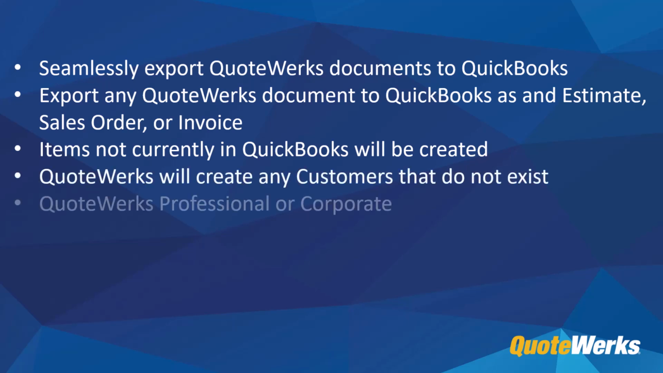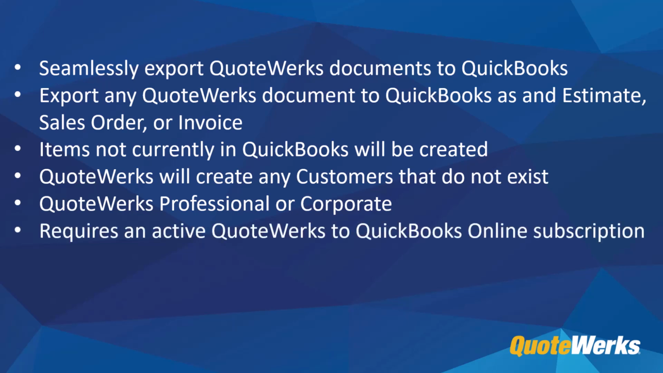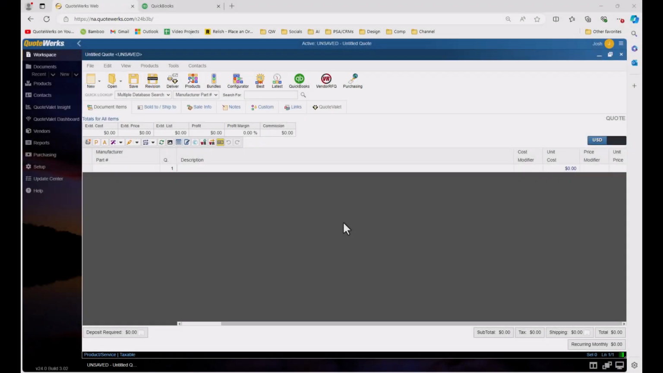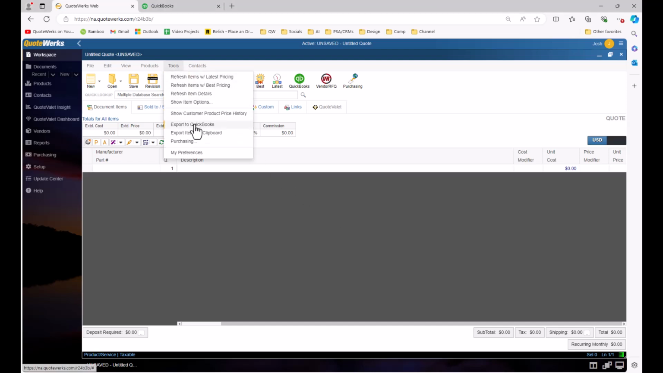The integration is only available on QuoteWerks Professional or Corporate editions. In order to use the integration, you'll need to have an active QuoteWerks subscription and an active QuoteWerks to QuickBooks Online subscription. To access the integration with QuickBooks, click on Tools, then Export to QuickBooks, or you can click on the QuickBooks icon on the toolbar.